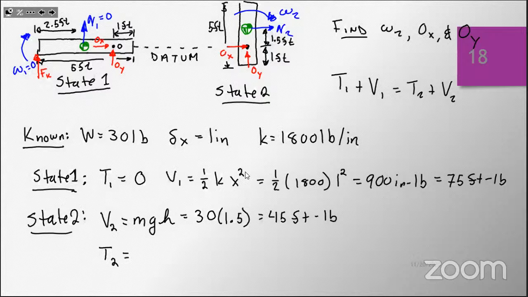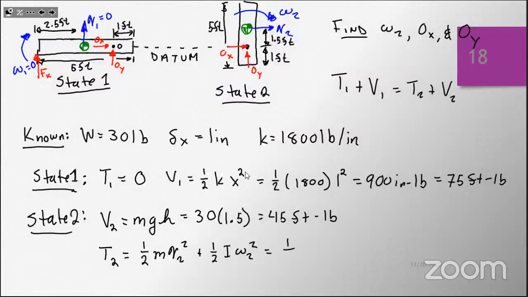What about kinetic energy? What do I have? I've got both flavors here. I've got translational and I've got rotational. I have both flavors of kinetic energy, right? So I've got 1/2 m v2 squared plus 1/2 I omega 2 squared. But we kind of run into a problem because I don't know v2, but I also don't know omega 2, right? But I'm only looking for omega 2.